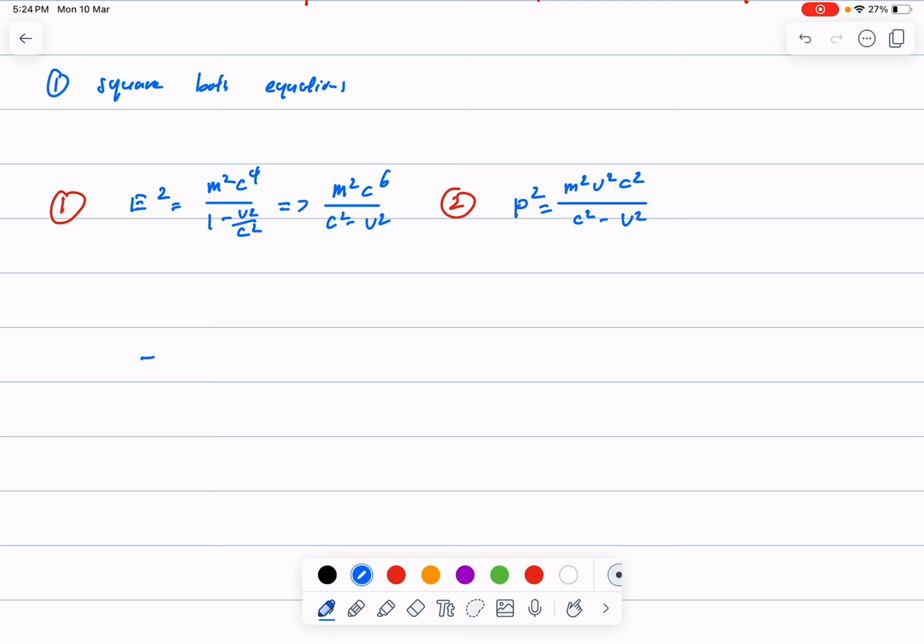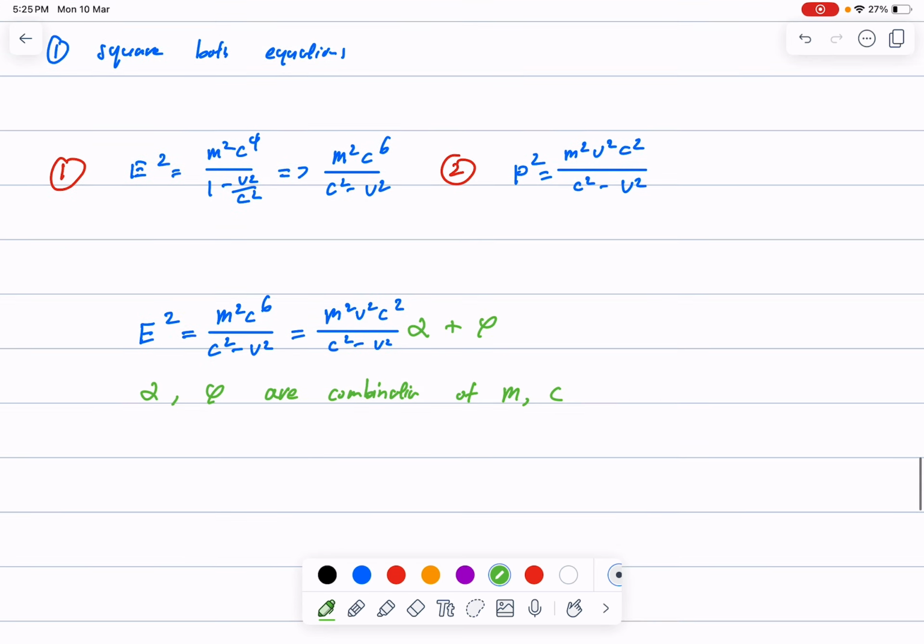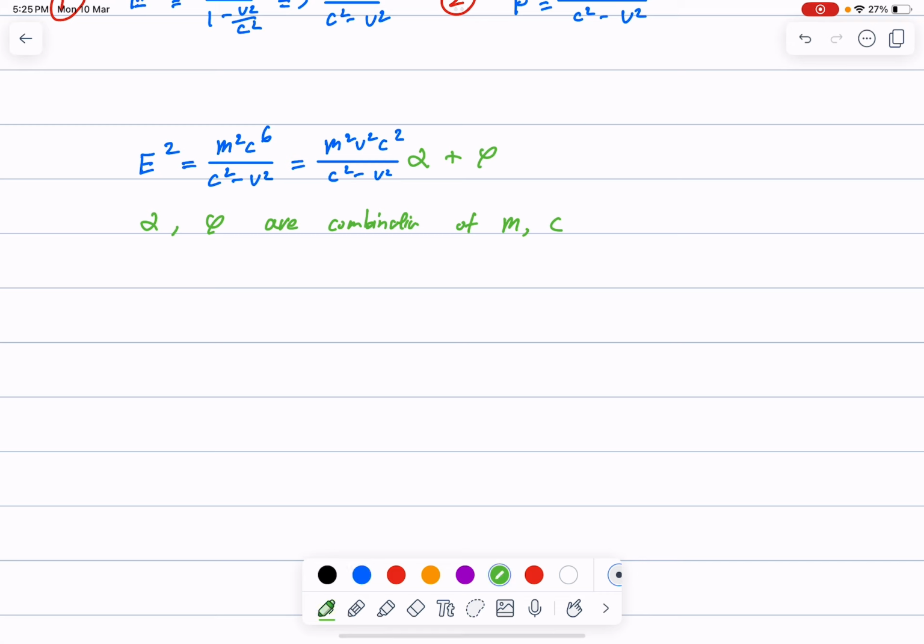So now we need to relate 1 and 2. So E squared equals m squared c to the sixth over c squared minus v squared, which equals m squared v squared c squared over c squared minus v squared times alpha, plus phi. Maybe I should use a different color for this. Alpha plus phi. And alpha and phi are some combination of the mass and speed of light. So when alpha equals c squared and phi equals m squared c to the fourth, we can get a relationship between E squared and p squared, the energy and momentum.